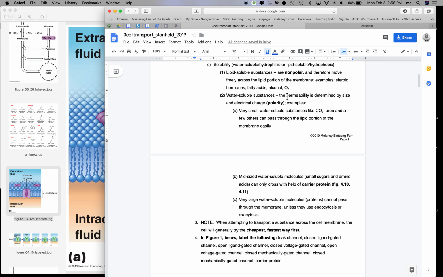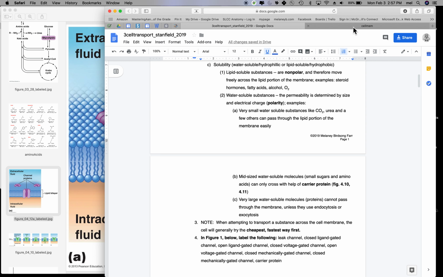So lipid soluble substances, if it is lipid soluble, it is going to be nonpolar. And of course, since the cell membrane is mostly lipid, then it is going to be soluble in the cell membrane, and it's not going to need to use a transmembrane protein. A really good example of that is oxygen, lipid soluble. Steroid hormones, those are the fatty hormones, and some fatty acids.